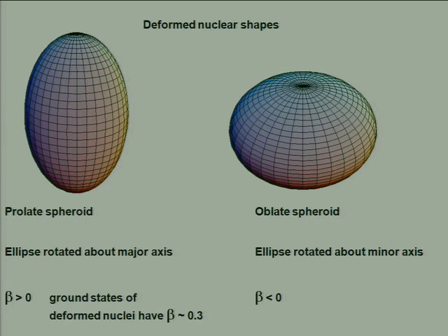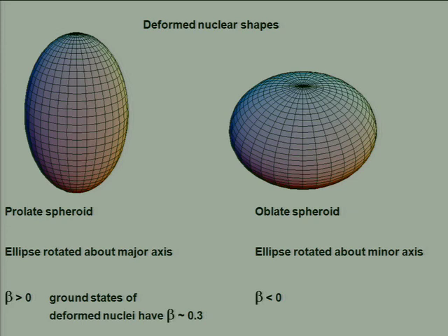The other shape you can get, so again, you start out with an ellipse, and now you rotate it around the minor axis instead. So remember, the minor axis is going this way. I start with my ellipse, and I rotate it like that, and I generate a shape that looks like that. That's called an oblate spheroid.